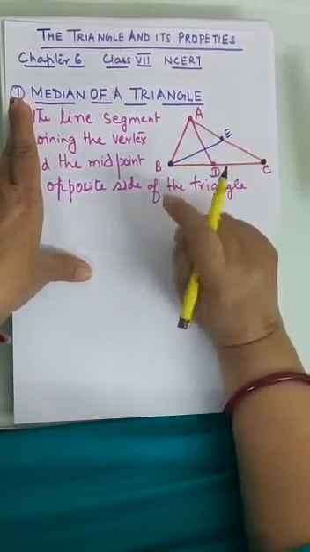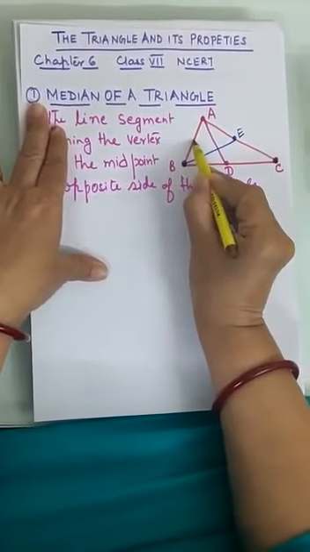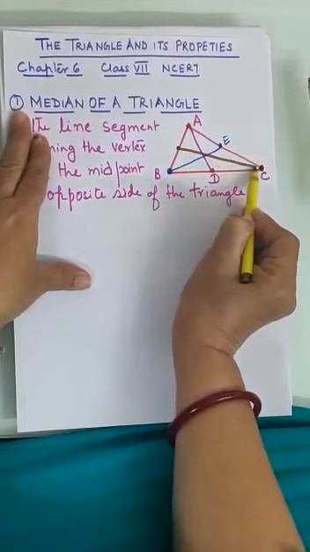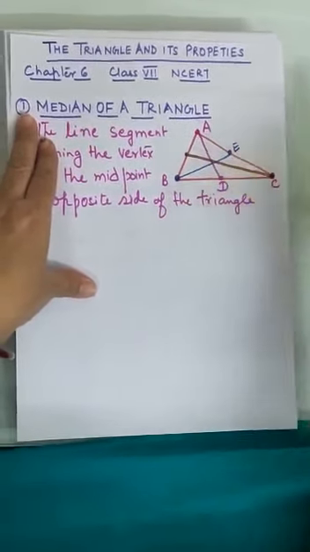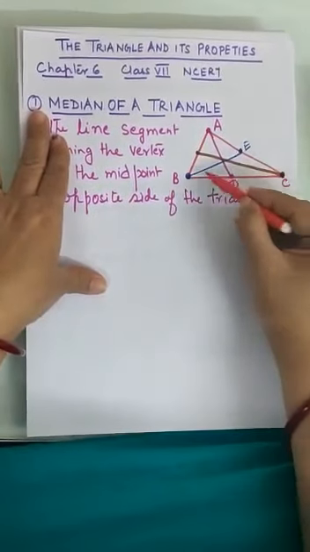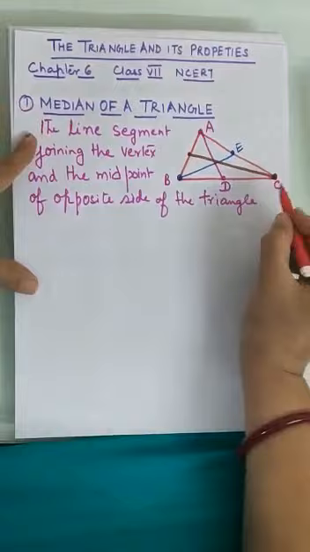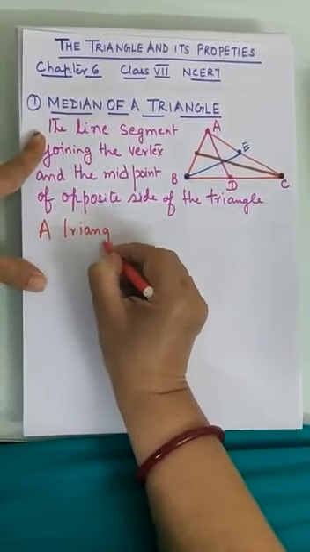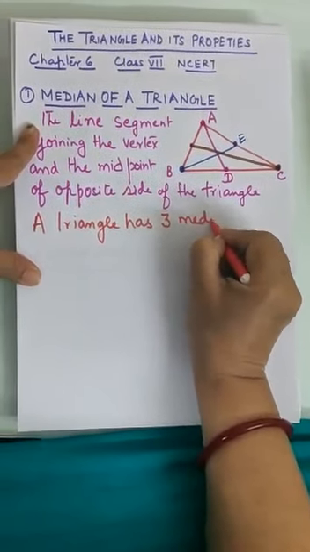Now the third vertex is C. The opposite side to vertex C is AB. Let this be the midpoint. Now join this. So this is the third median. So in a triangle, how many medians are there? First median, second median, third median. So a triangle has three medians.